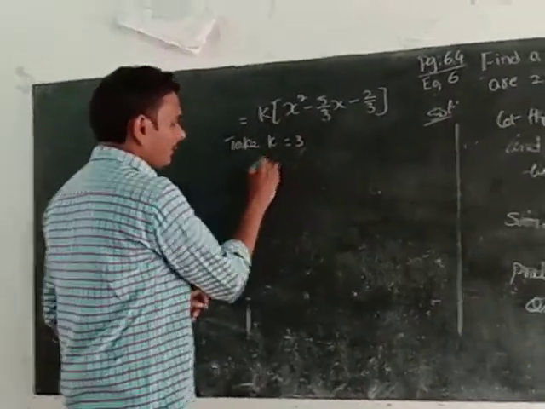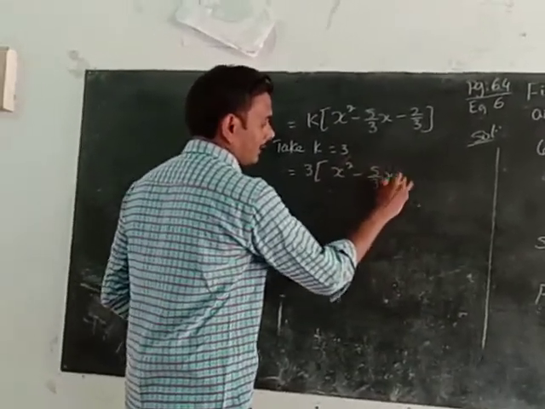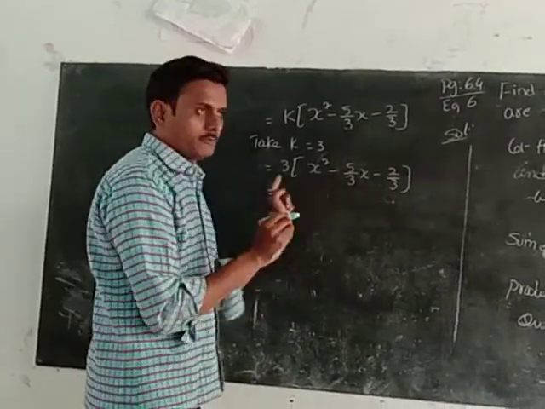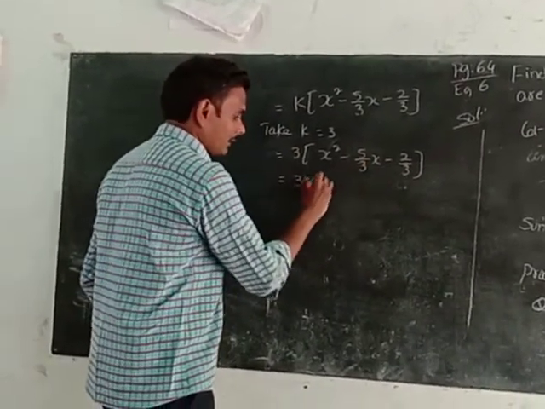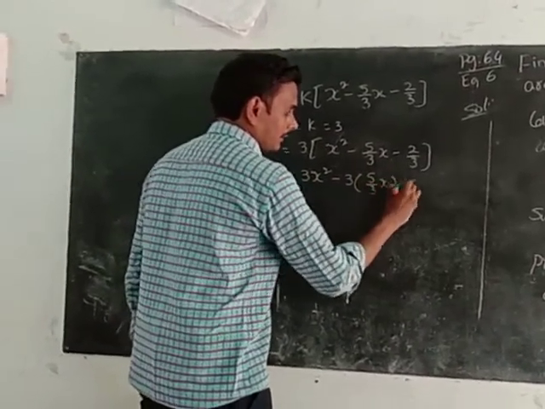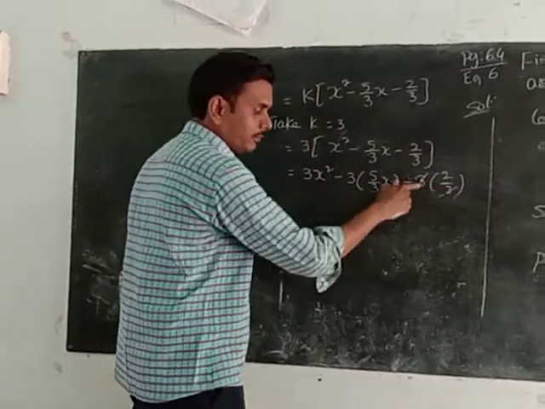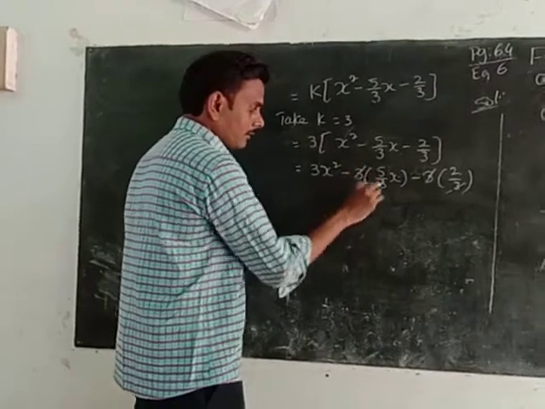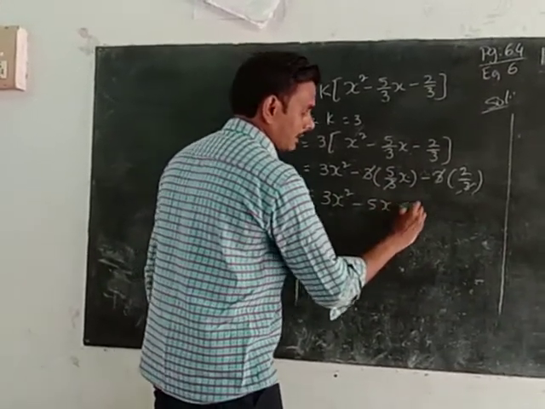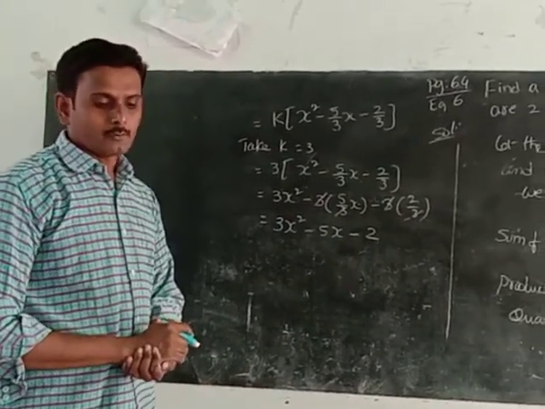K equal to 3. If you take k equal to 3, multiply x square minus 5 by 3 into x minus 2 by 3. Now multiply with 3 for each term. 3 into x square, 3x square. 3 into 5 by 3x. 3 into 2 by 3. That means 3 will cancel, denominator and numerator. Okay, now what will be remaining? 3x square minus 5x minus 2. This is the required quadratic polynomial.